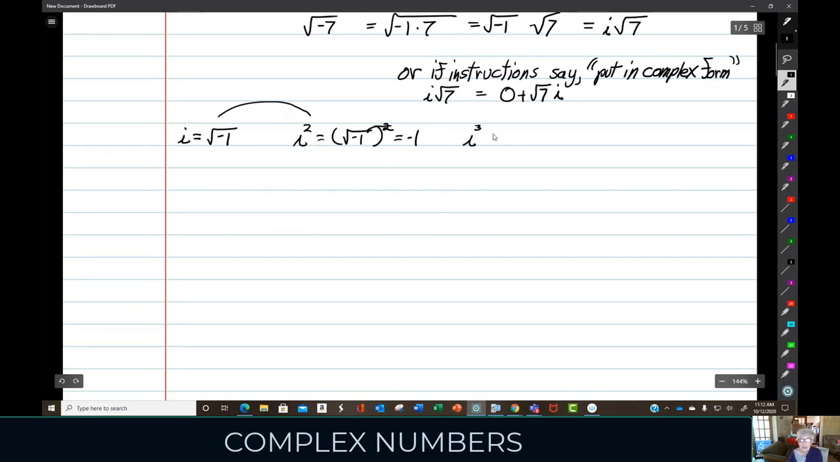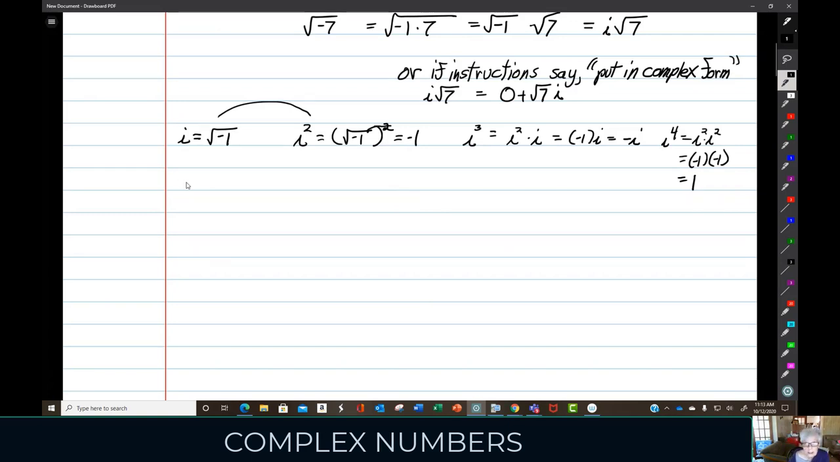i to the third power can be written i squared times i. But we know that i squared equals negative 1. So this will be negative 1 times i, which will be negative i. And i to the fourth power equals i squared times i squared, which is negative 1 times negative 1, which is positive 1.